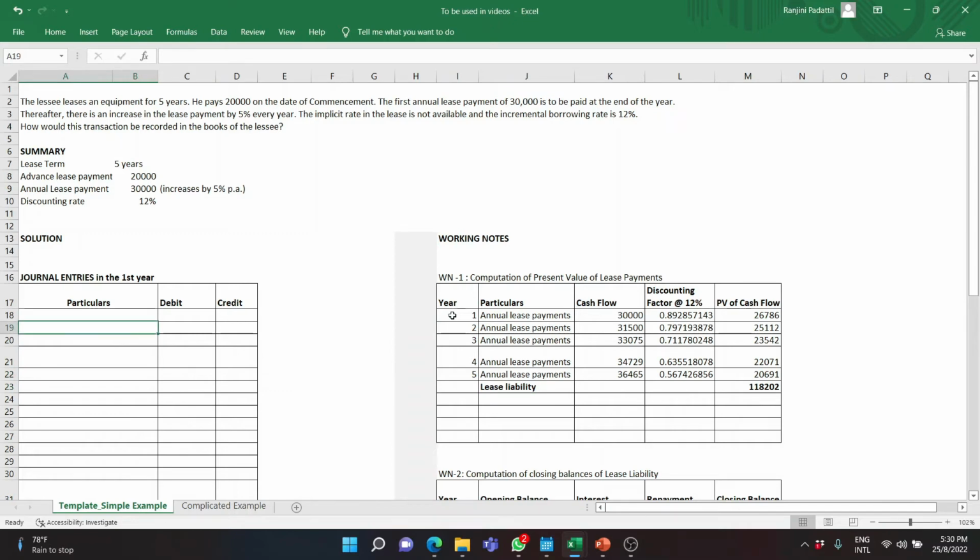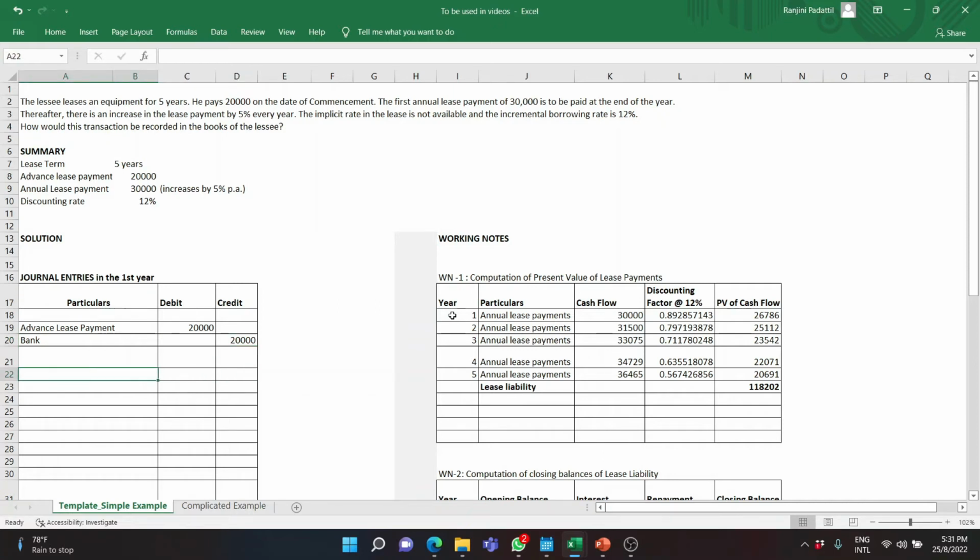Is it the same as lease liability? Not always. Lease liability is a component in calculating the ROU asset. So if you remember, the first thing that has happened is we have paid an advance payment. And this advance payment, let's record it here. Advance lease payment debit 20,000 and bank credit 20,000.